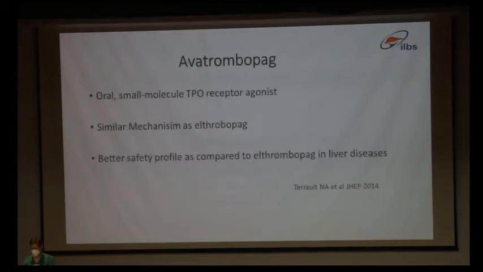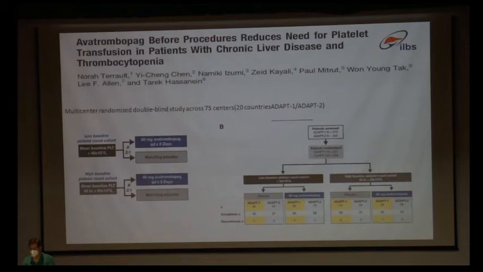So this was the newer TPO agonist which was approved in 2016, which was avatrombopag, again a small molecule TPO receptor agonist. It has a very similar mechanism of action as compared to eltrombopag, but surprisingly has a very good safety profile as compared to eltrombopag in liver diseases. This was the first trial. This was a multi-center trial, also called the ADAPT-1 and ADAPT-2 trial.